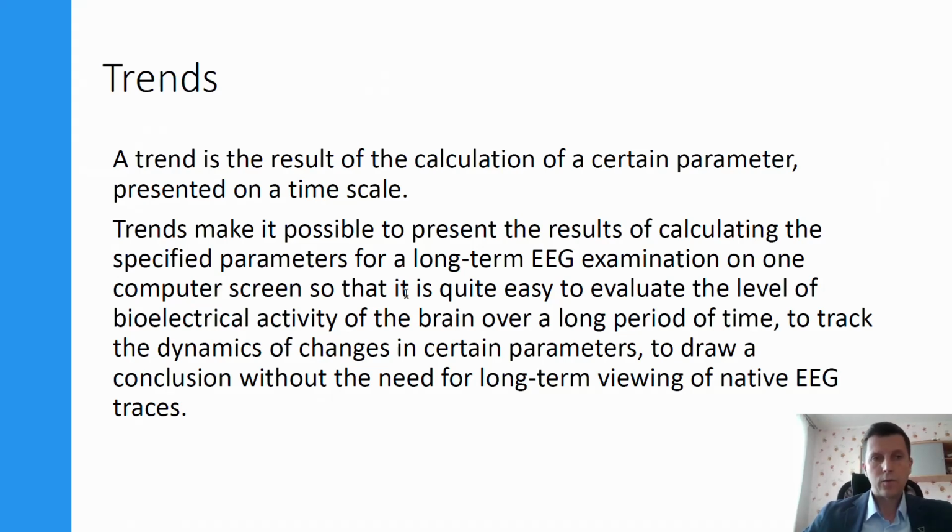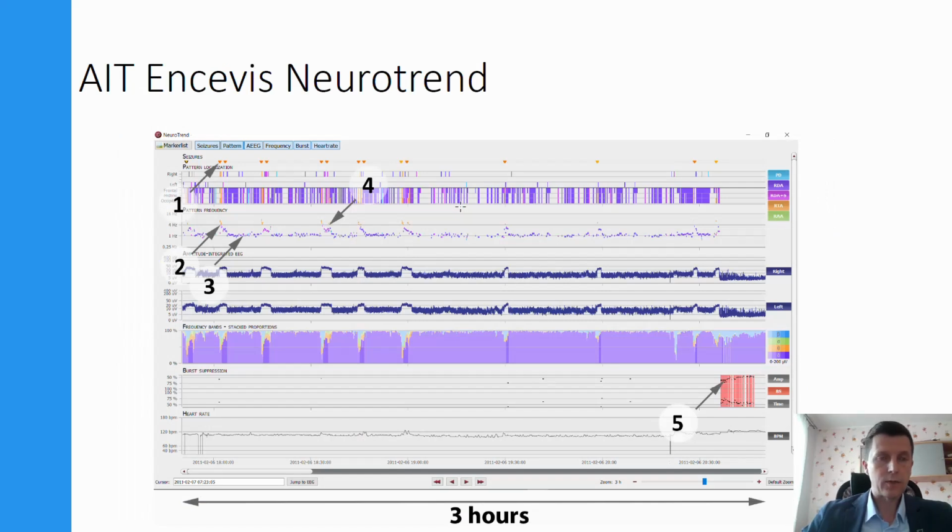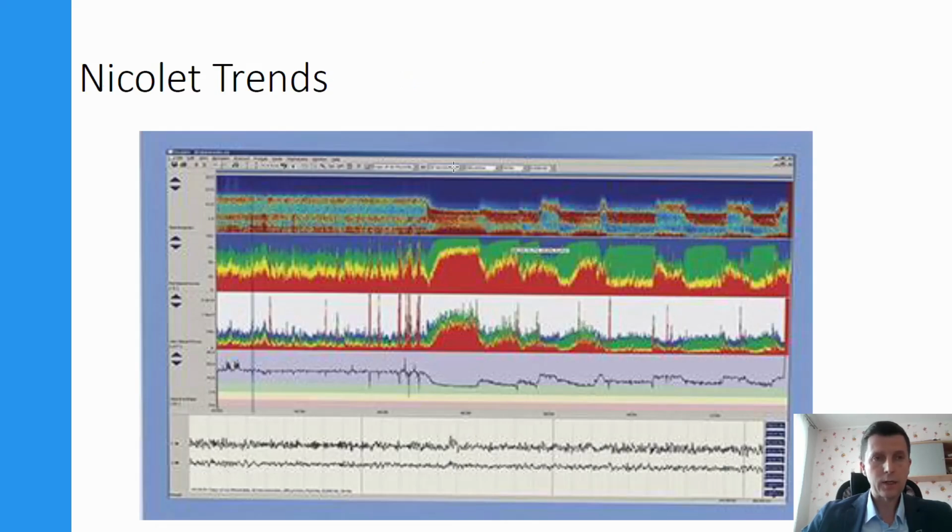Also, we can use, for example, Persyst software. It is American software, very famous in the world, and it can work directly in the neurospectrum.net software. We have full collaboration with this trend software. Also, the Austrian Institute of Technology's so-called NeuroTrend software can also calculate different types of trends for EEG, and we also collaborated with this software.